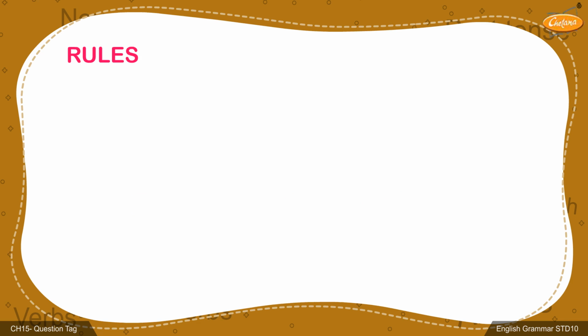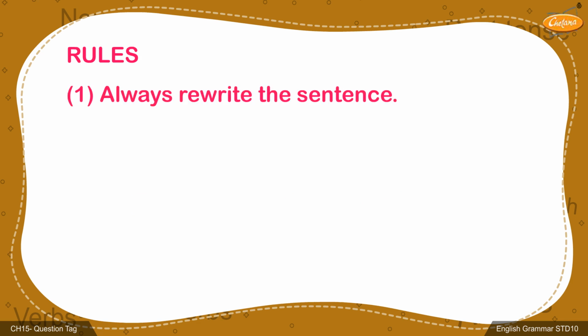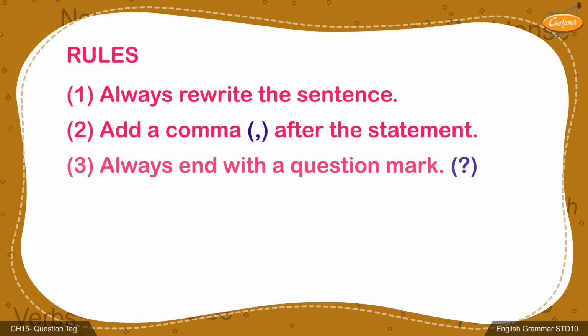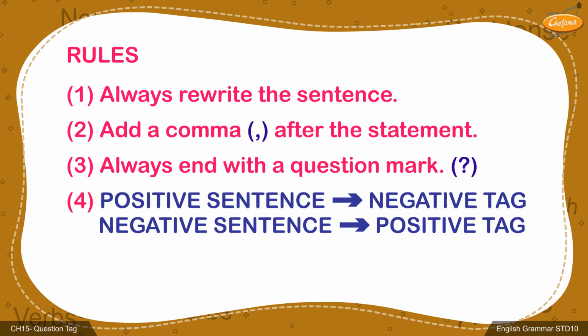Let's revise the rules. 1. Students, always remember to rewrite the sentence before adding the question tag. 2. Add a comma after rewriting the sentence and then add the question tag. 3. Always end the statement with a question mark. 4. Remember to add a positive tag to a negative sentence and vice versa.